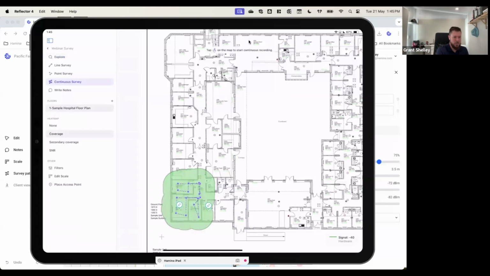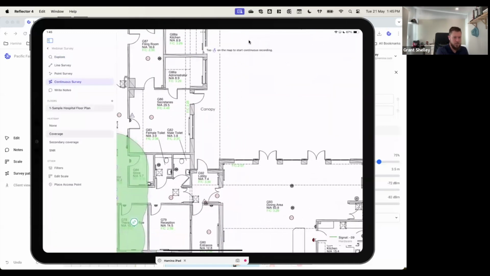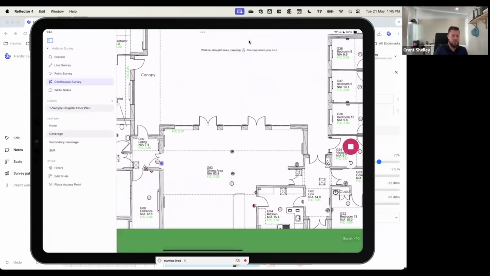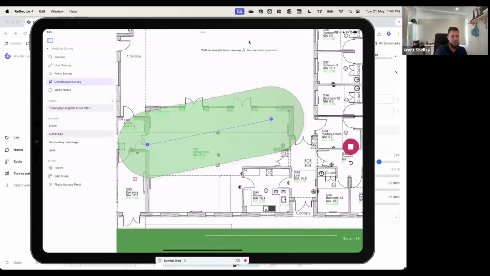But again, if we're going to move the access point into a different environment, we might move to the dining area. We start doing our survey. As Chris said, in theory, we would have the access point on a telescopic pole. We would physically move it into this dining area here, right? So we would survey.